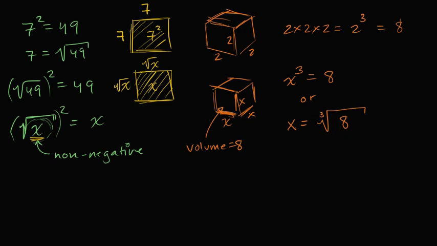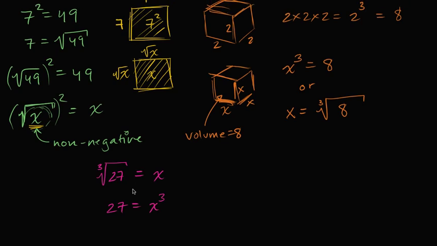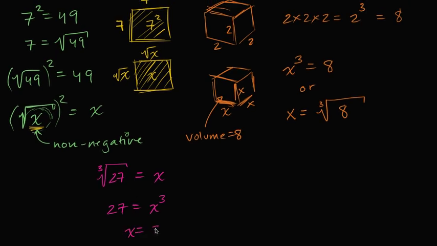So with that out of the way, let's do some examples. Let's say that I want to calculate the cube root of 27. What's that going to be? Well, if I say that this is equal to x, this is equivalent to saying that 27 is equal to x to the third power. So what is x going to be? Well, x times x times x is equal to 27. The number I can think of is 3. So we would say that x is equal to 3.